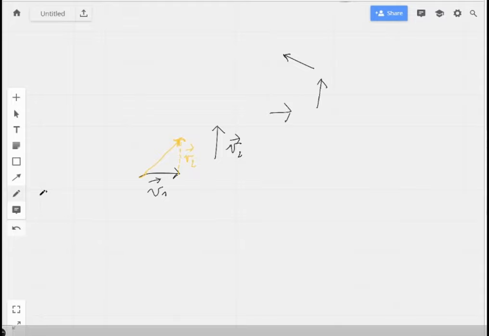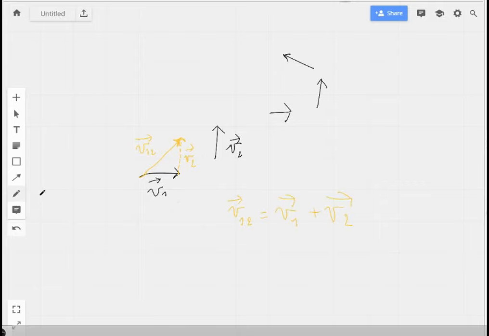Let's call this vector v1,2. So v1,2 will be equal to v1 plus v2. Okay, that's something quite straightforward.